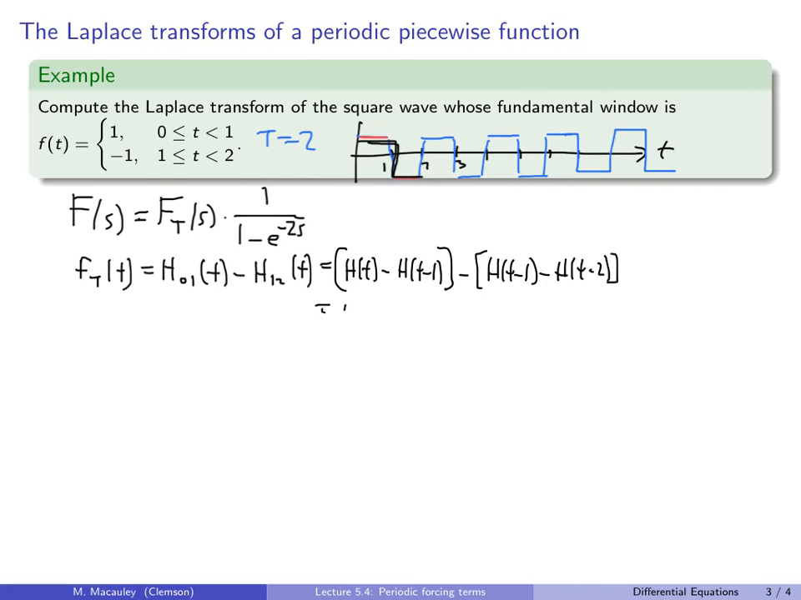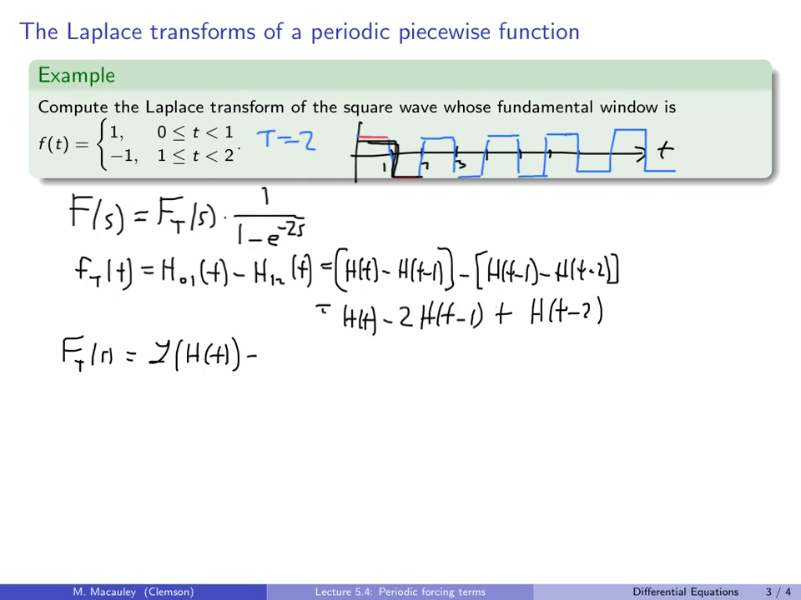Let's simplify this, and now we get h of t, negative 2 h of t minus 1, because we have negative 1 here and negative 1 there, and then plus, not plus 2, sorry, we just have plus h of t minus 2. Okay, so the Laplace transform of this window, capital F of s, is the Laplace transform of the Heaviside function h of t, minus 2 times the Laplace transform of h of t minus 1, plus the Laplace transform of h of t minus 2. So we know how to do these.